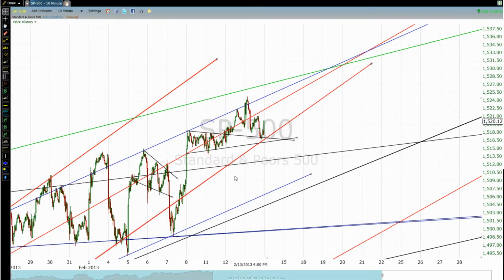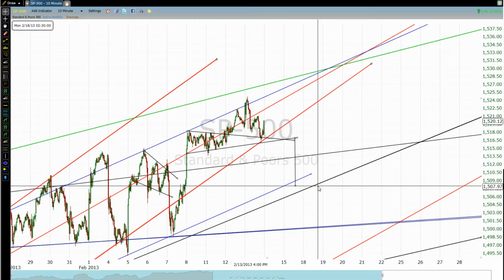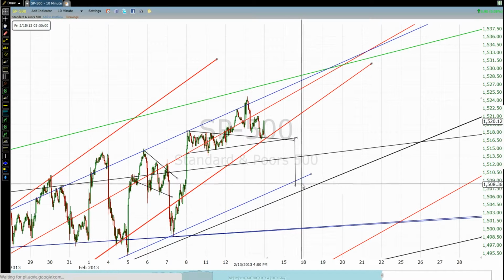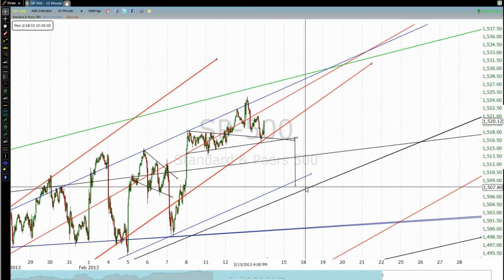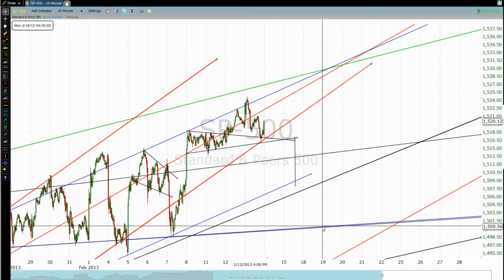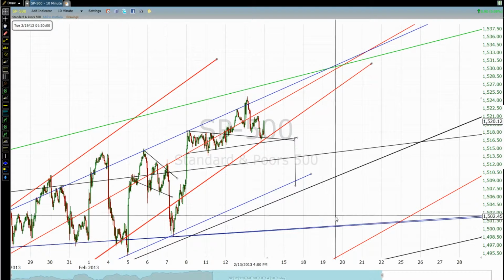Now, this is a pretty small pattern. Let's measure the depth of that. And if we add that on to the breakout, say somewhere down here, we would be looking at a minimum move down to around that 1507 area. If this little head and shoulders top was to play out, even though we do have rising support, we've got a couple of levels here, you would think that the S&P would most likely come down to tag around that 1500 area again before resisting.